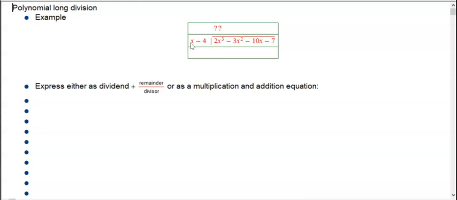So we're trying to divide x minus 4 into 2x cubed minus 3x squared minus 10x minus 7. It's only going to make sense if the degree of the dividend, what we're trying to divide into, that's this guy, is greater than or equal to the degree of this guy. This is the divisor.